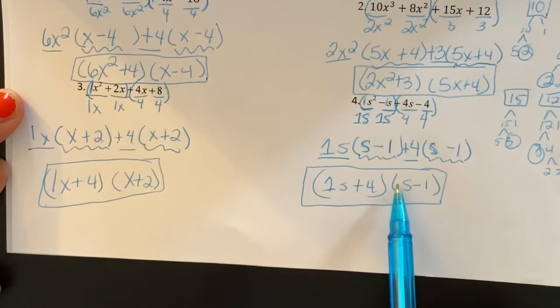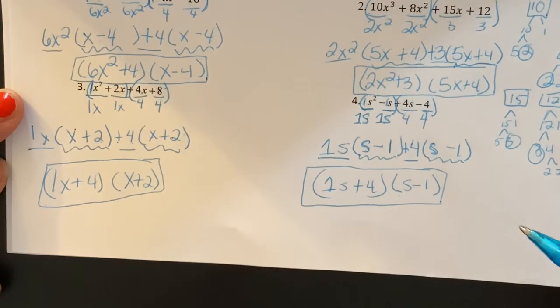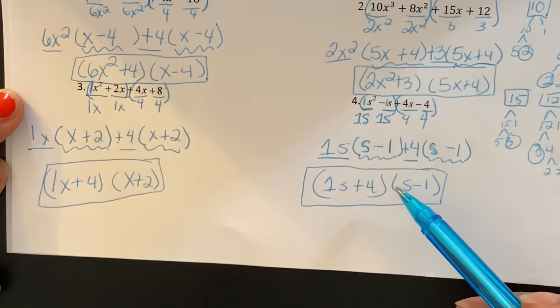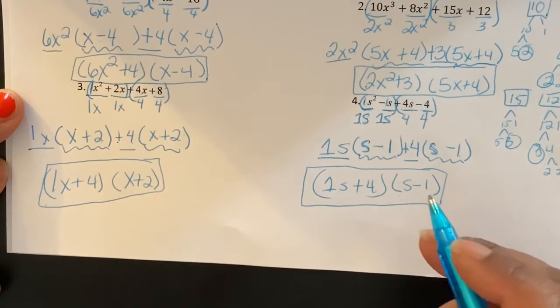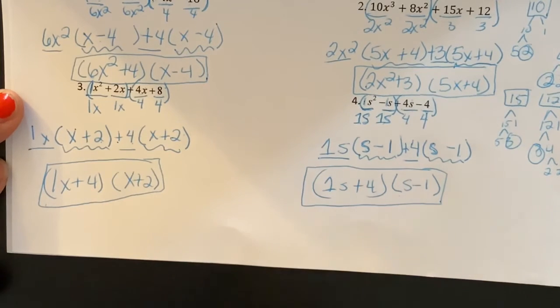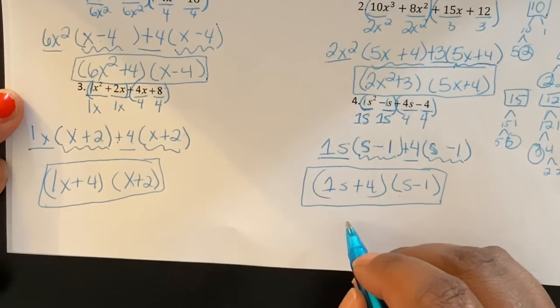Now, you don't have to write them in this order. No matter what order you write them in, it's all the same because multiplication is commutative and associative. Okay, so yeah, there you go.